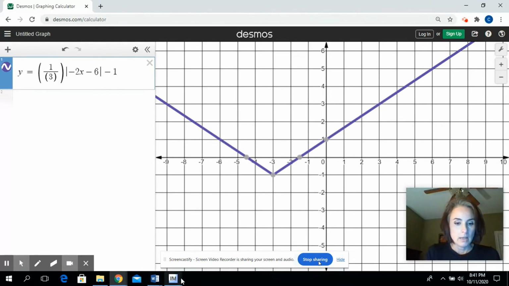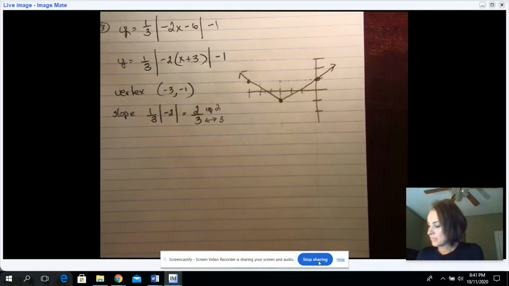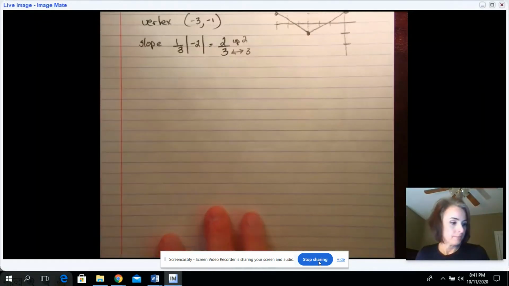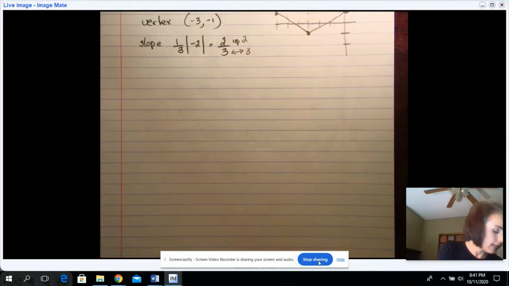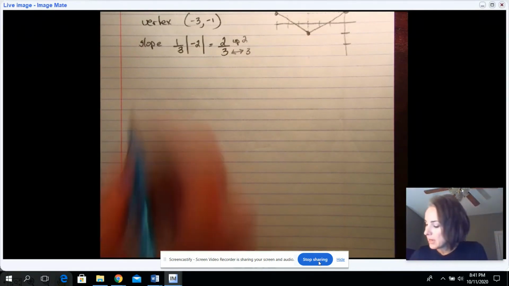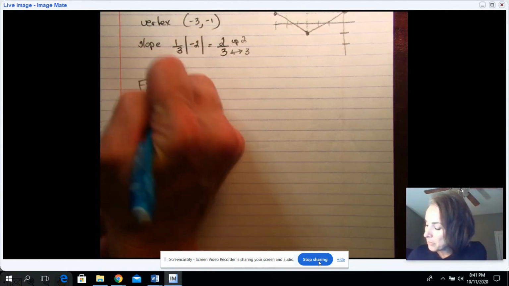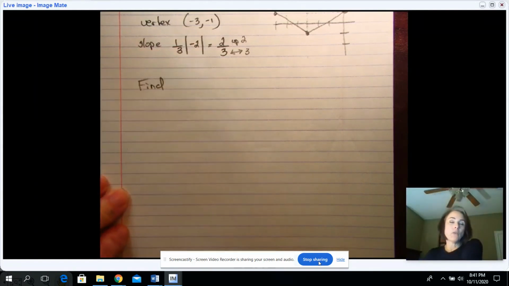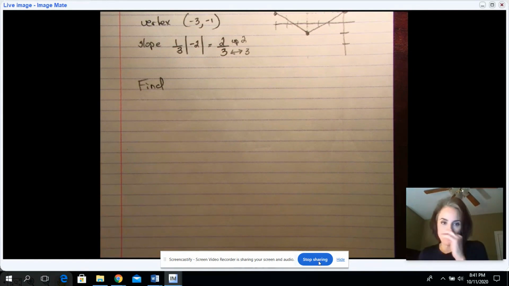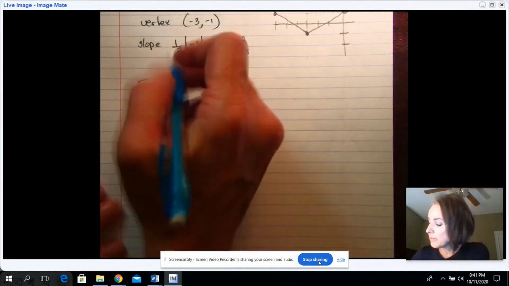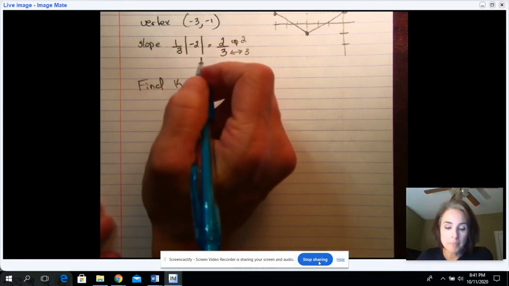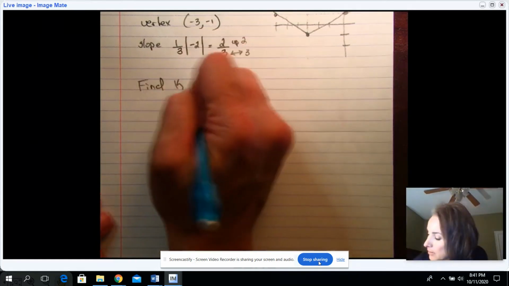All right. Last thing is finding k. Now, we've done this before, but before, when we did find k, you got some sort of point somehow. Like we said, f of 2 equals 0, or we said x minus 3 was a factor. So we got a point somehow. But now we're going to find k from a graph.